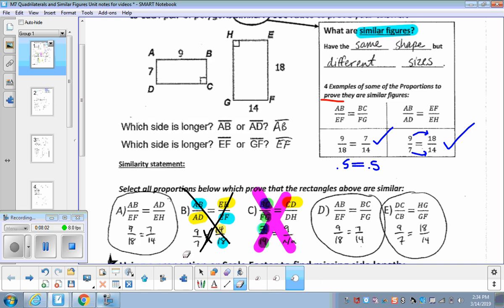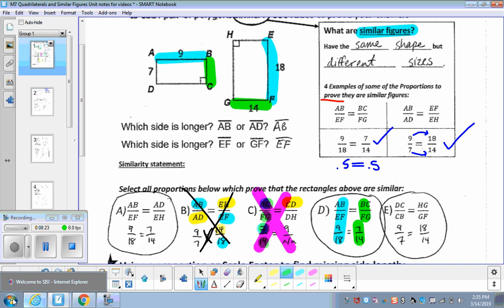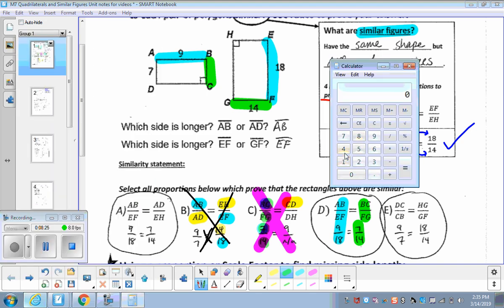The last two are obviously already circled, and they do show similarity. Let's prove it real quick. This says AB over EF, so AB matches up with EF. The 9 does double to turn into the 18. BC in green does double to turn into 14. And when we cross multiply, let's double check by cross multiplying. So I've got 18 times 7, boom, 126. And now I'm going to do 9 times 14.